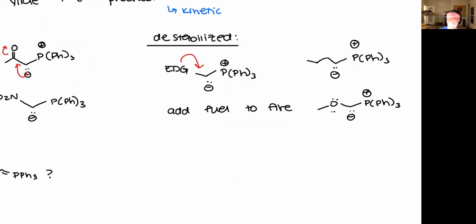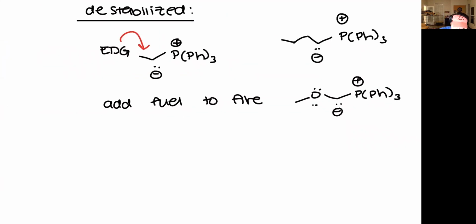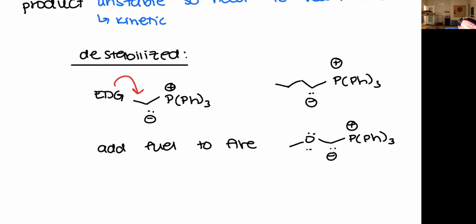In cases where we have a destabilized ylide, in this case right here, I feel like this is a very, very common case. A lot of times, students may not make the connection that this methyl group is an electron donating group, and that's because methyl groups are sigma donors.